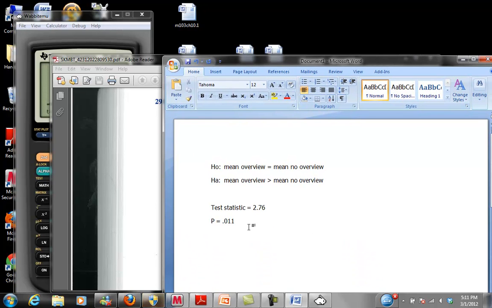So we're not going to reject our H0. Don't reject the null hypothesis. There's not enough evidence to conclude the overview increased scores. Alright, that's all there is to a 2-sample t-test if you've used technology, so let me know if you have any questions and hopefully this was helpful.